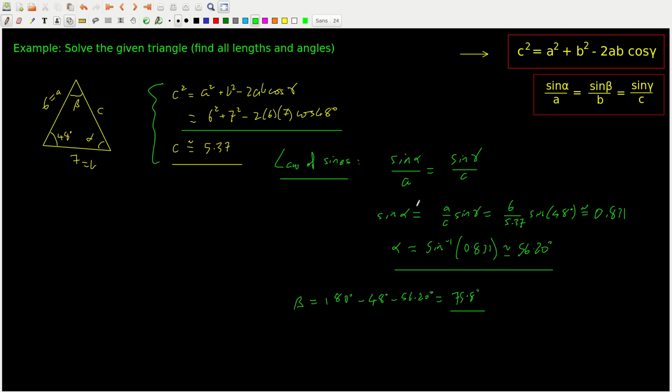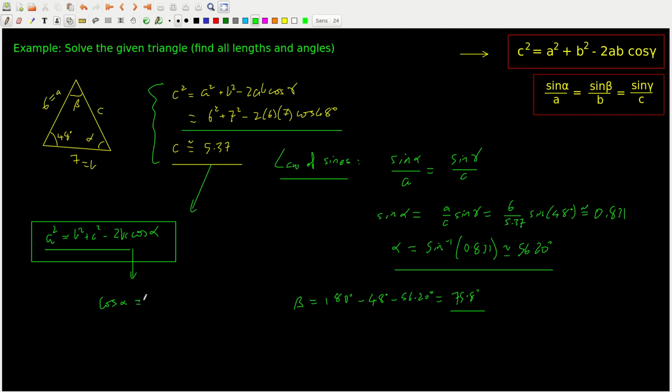We could have found alpha using the law of cosines as well, because we know the law of cosines can be written like this. Once we know what a, b, and c are, we know all of these values except the cosine of alpha. So once we'd done this calculation, we could have plugged in and found the cosine of alpha using the lengths a, b, and c. So either of these would have given the same value. We could have found alpha from either of them.